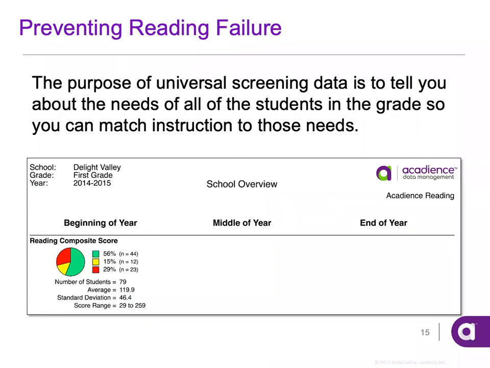to implementing MTSS. We have to make sure that we're using the screening data to evaluate the instructional context. What is the context that every student is learning to read in? And have we maximized that opportunity? So this is an example from Acadience Data Management of a first grade overview report where every first grade student is represented. Every student got the beginning of year screening. This is showing the composite score. And 56% of the first graders are on track to be readers at the end of the year.